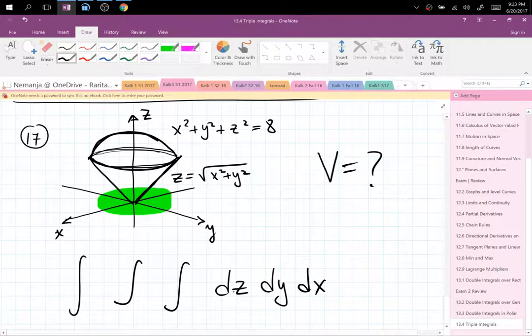Now I'm going to use dz. The bottom is the cone, which is the square root of x squared plus y squared. And the top is going to be the square root of 8 minus x squared minus y squared. So that's the top when you solve the equation up there for the sphere. So now we are looking at the domain xy.